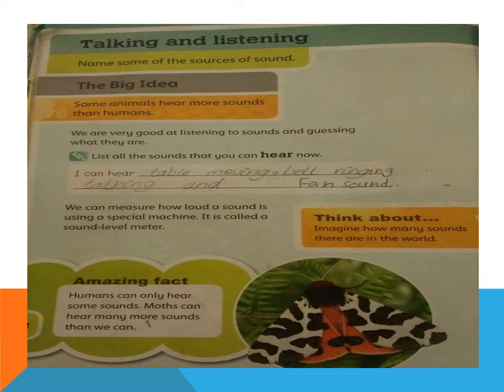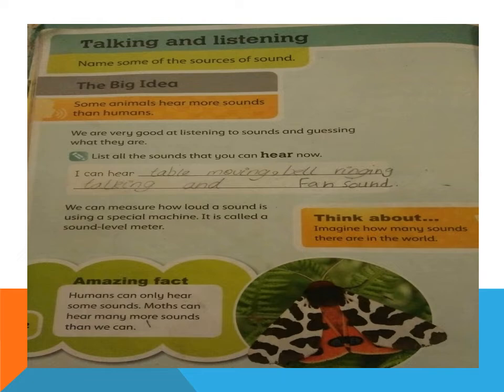Okay, talking and listening. Name some of the sources of sound as we have already discussed the big idea. Some animals hear more sounds than humans. Do you know that most of the animals have a very good sense of hearing and they can hear more sounds which even we cannot hear?